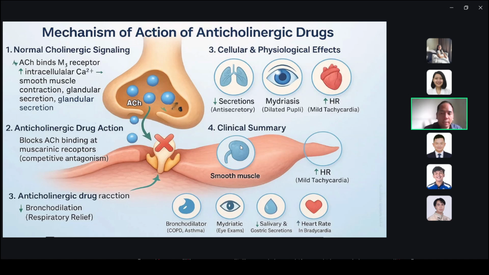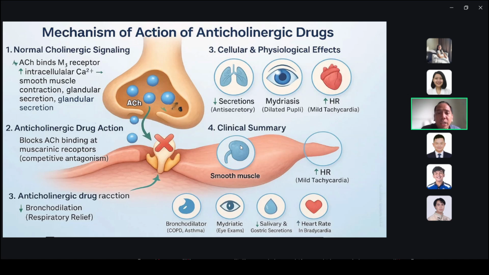So let's try to look, ha. Just follow through na lang. So we have the normal cholinergic signaling. So yung acetylcholine from ACh binds to your M3 receptor. So it will increase the intracellular calcium. As we all know, calcium is really needed by our smooth and skeletal muscle to contract, di ba? So yan yung parang kailangan niyang substance or mineral or ion, no?